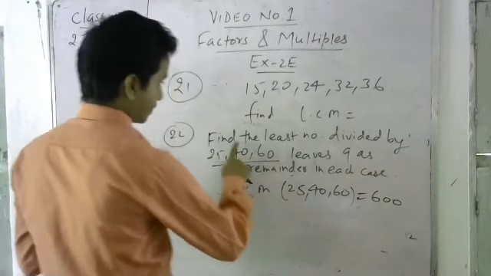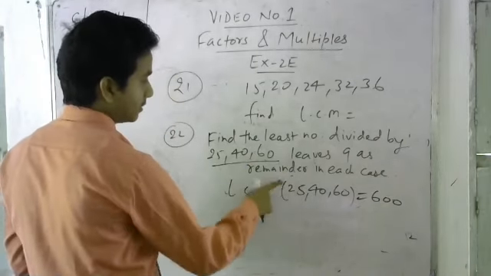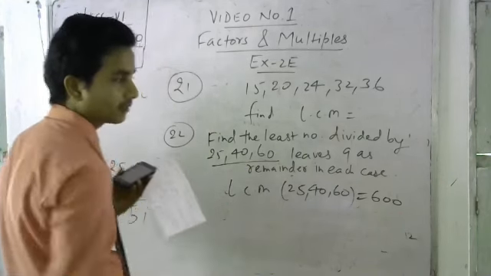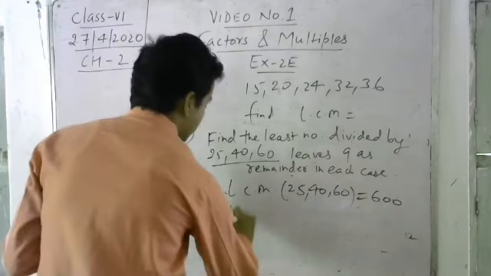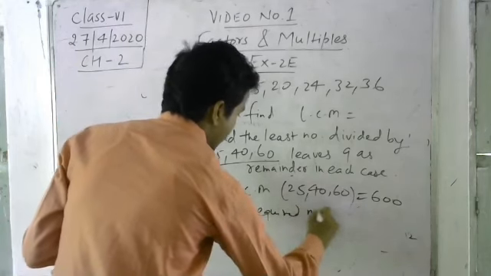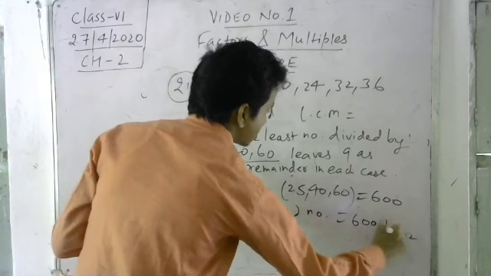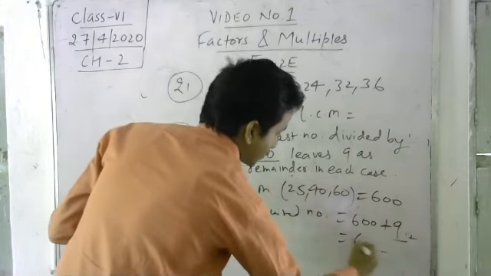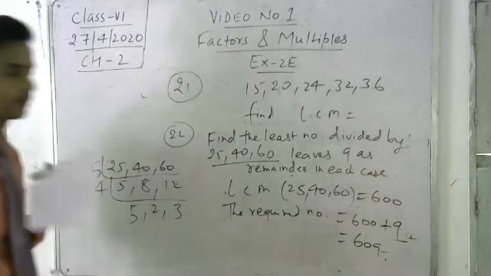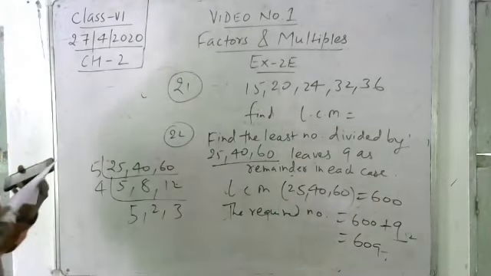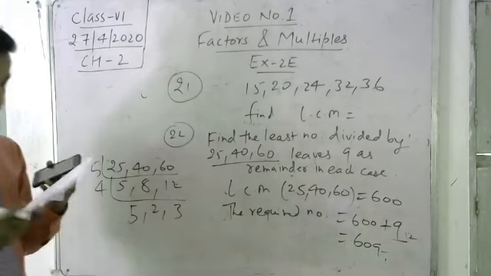Now you have to find the least number that, when divided by all these numbers, leaves a remainder of 9. So the required number will be equal to 600 plus 9. So what you will get? 609 is the answer. In this way you will solve this type of question. You can pause the video and note it down.